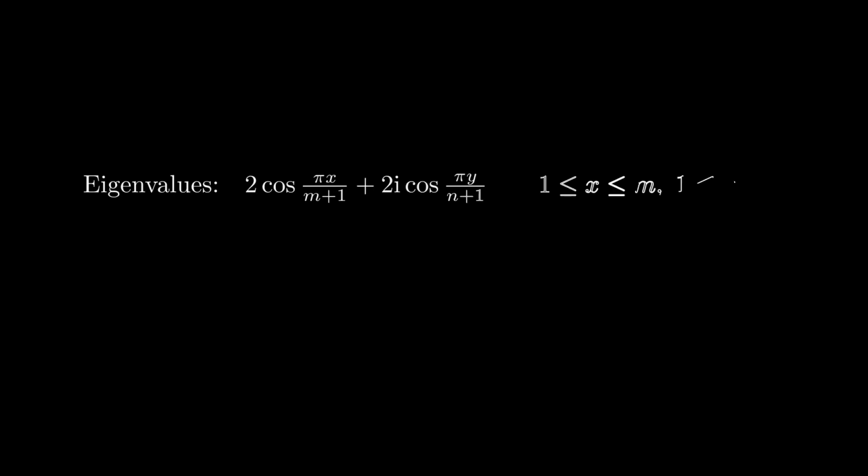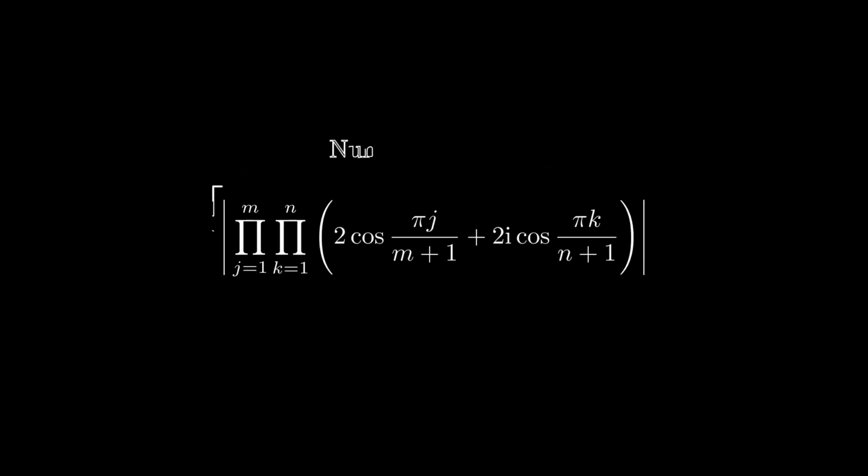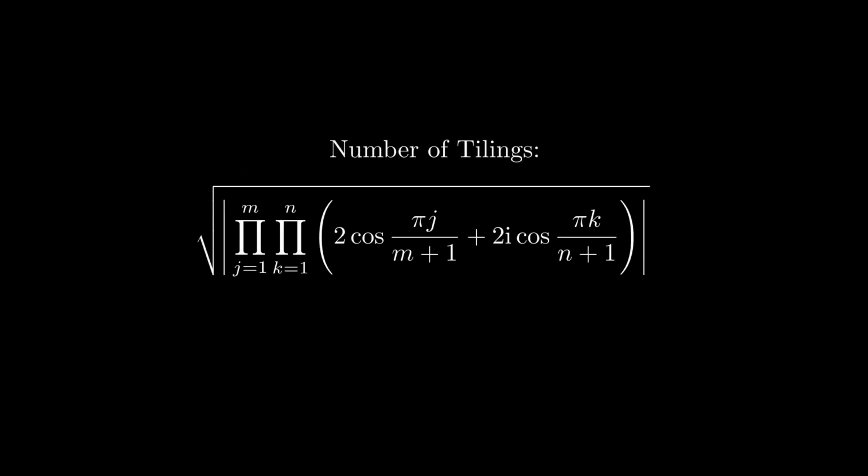So, knowing the eigenvalues of Pm and Pn, we get that the eigenvalues of K are the sum of these two cosine terms, where x and y range from 1 to m and 1 to n respectively, and we finally arrive at the astounding fact that the determinant can be expressed as the following double product. And as we have seen before, the number of domino tilings of an n by n board is just the square root of this. This is the formula for the number of tilings that we have wanted all along.